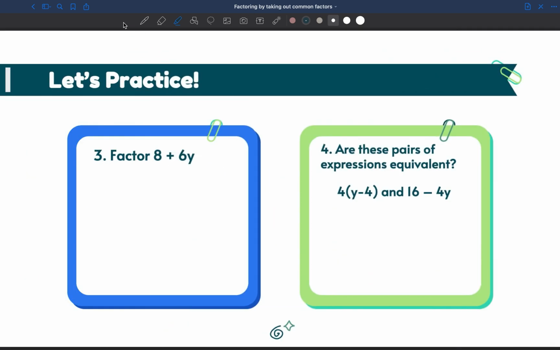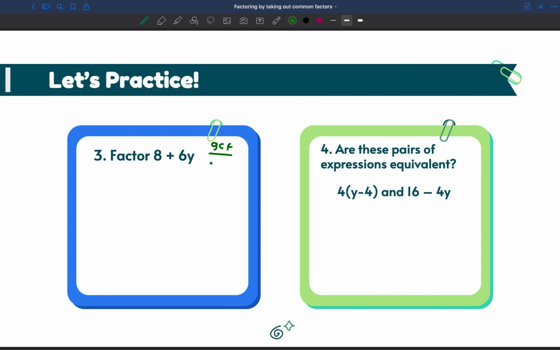Looking at number 3, it says factor 8 plus 6y. If you want to go ahead and try this on your own, you can. We can come back and we'll see if we have the same answers. So we have 8 plus 6y. We have to find the GCF to start off.